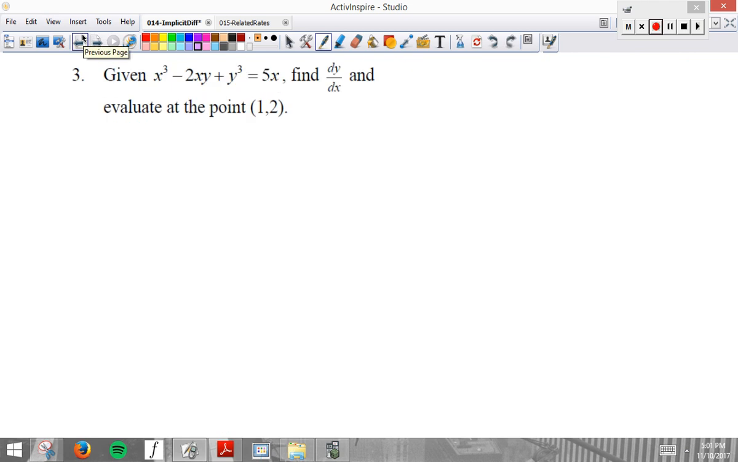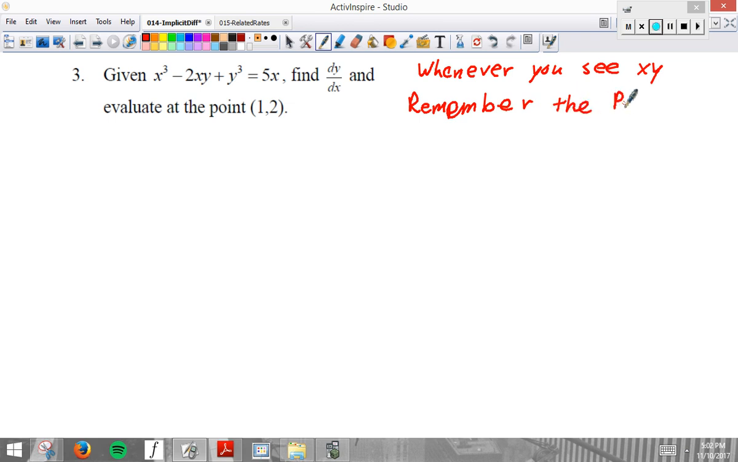Alright, a little spicier now. Find dy dx and evaluate at the point blah, blah, blah, blah, blah. So, I want to point out that whenever you see xy, remember the product rule.